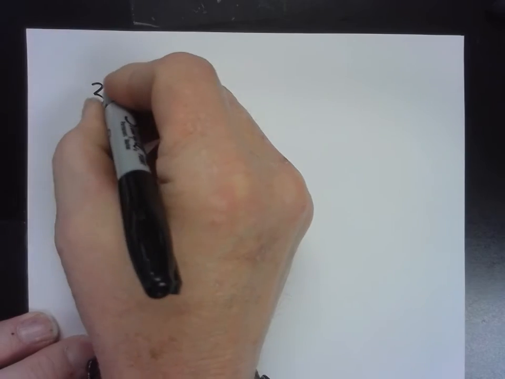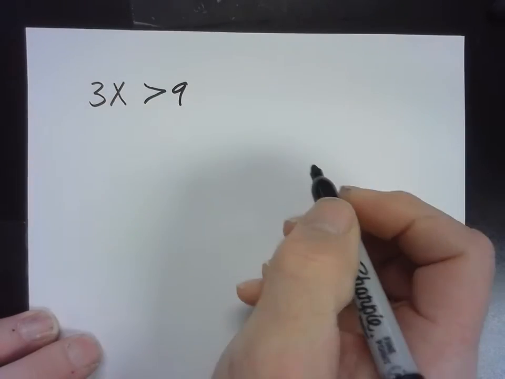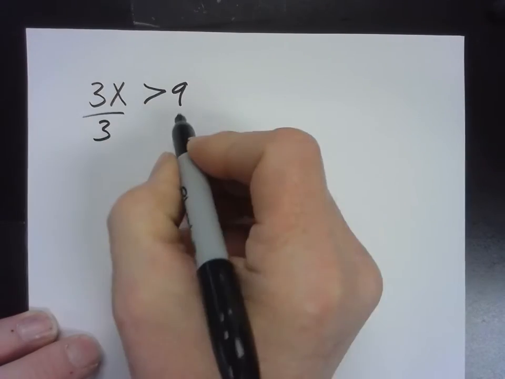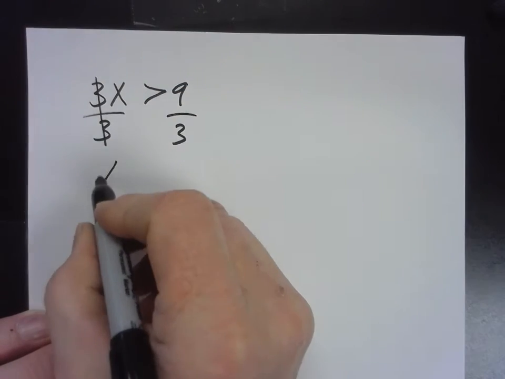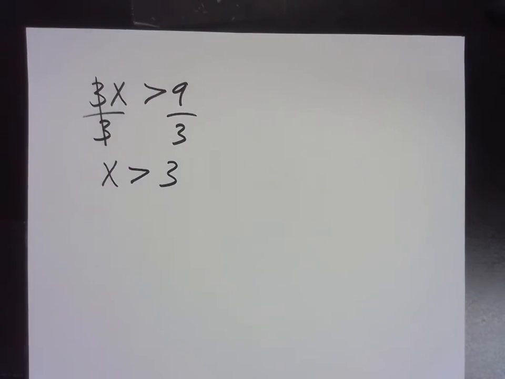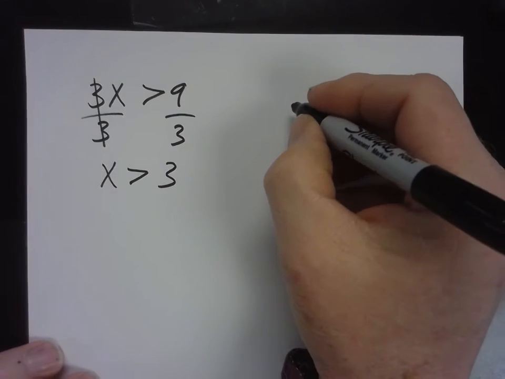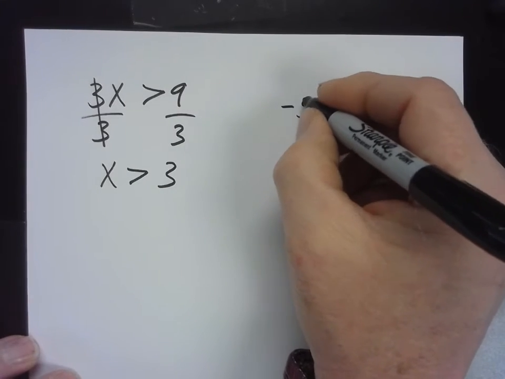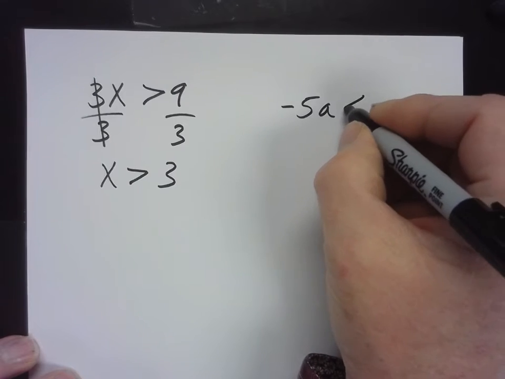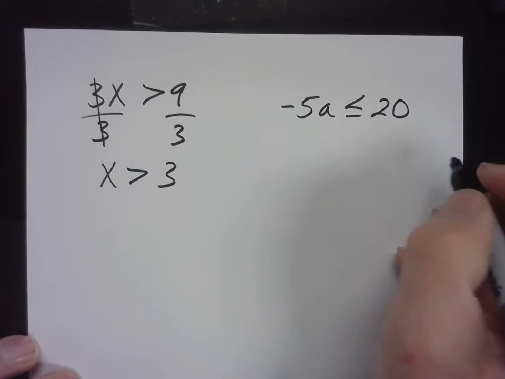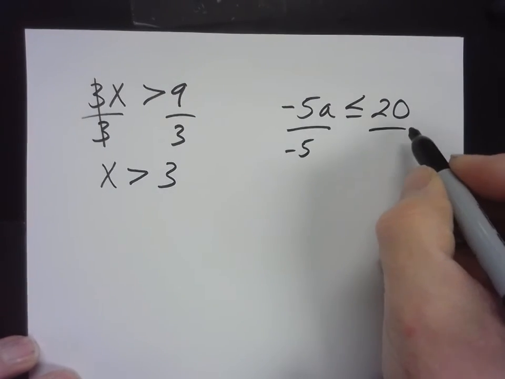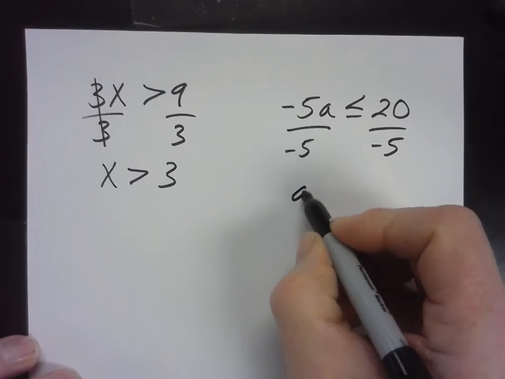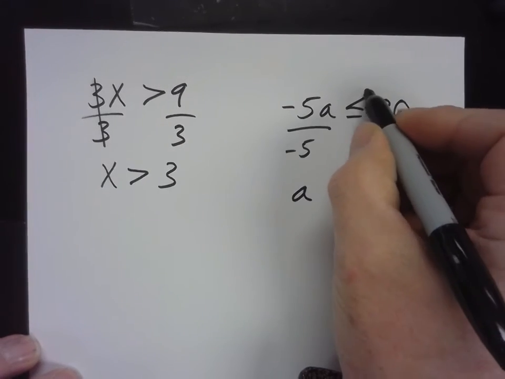So you're going to have to solve inequalities like this. 3x is greater than 9. No problem. We're going to divide both sides by 3. x is greater than 3. We can graph it. You all happy? Everything's good. And then you're going to be given other ones like this. Negative 5 times a is less than or equal to 20. And you're going to divide both sides by negative 5. And what's going to happen to the direction here?